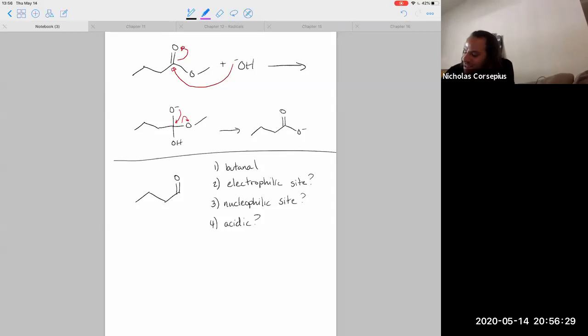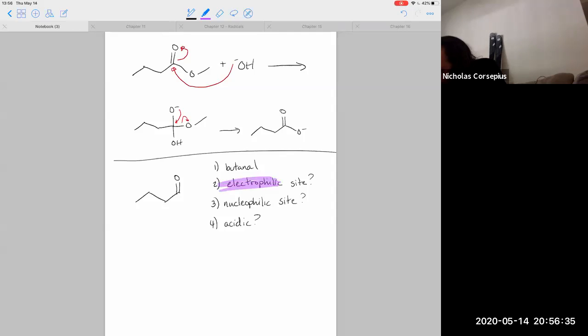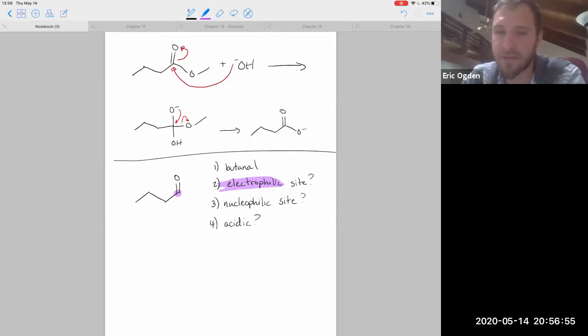All right. Does it have any electrophilic sites? The carbonyl carbon. Yeah, so electrophile. What I'm trying to hammer home here is we learned quite a bit about these aldehydes and ketones. They've got some special features, right? First of all, they always have this electrophilic site, that carbonyl carbon. They've also got a nucleophilic site. Where is that? The alpha carbon.